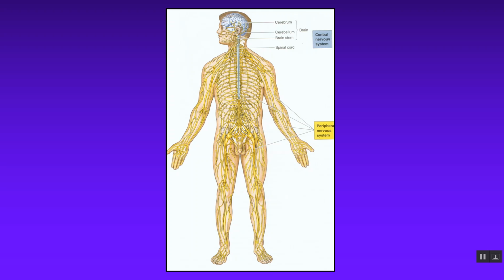So there's a picture there. Everything in that lighter grayish blue is central nervous system, but all the yellow is peripheral nervous system. So just an appreciation for what's going on between those two major components.